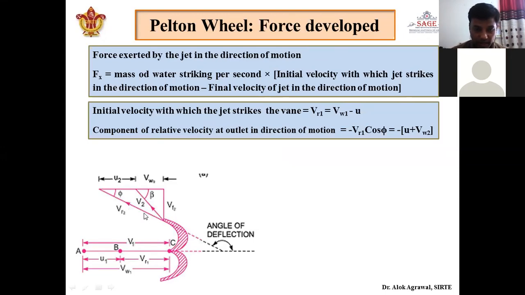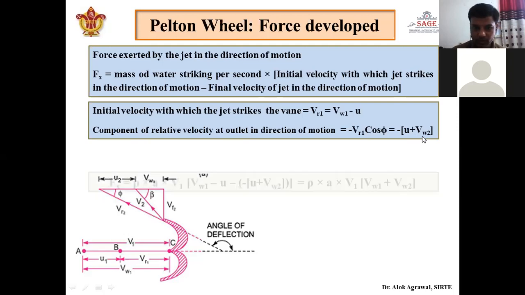So this is at some angle phi. We have to consider the horizontal direction. So VR2 cos phi is the component horizontal to this, and it is in the opposite direction. So by keeping a minus sign and considering that VR1 is equal to VR2, we write minus VR1 cos phi. Minus sign because the direction of the jet is opposite at inlet and outlet. And VR1 again we know is equal to VW1 minus U1. So completely we can write it as minus VW2 plus U into cos phi.